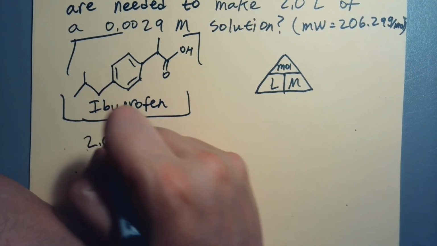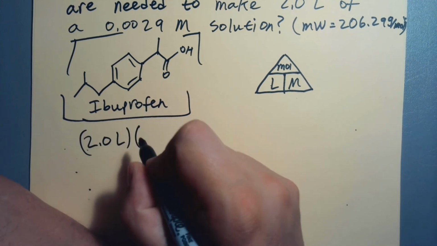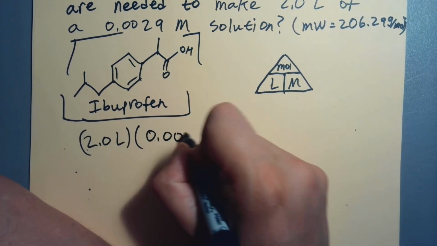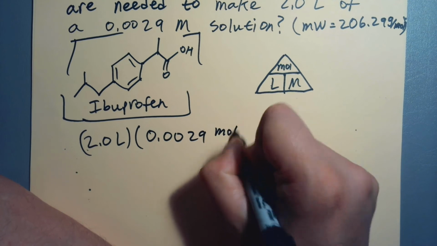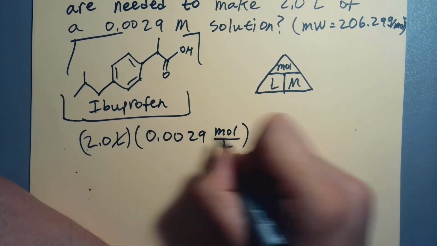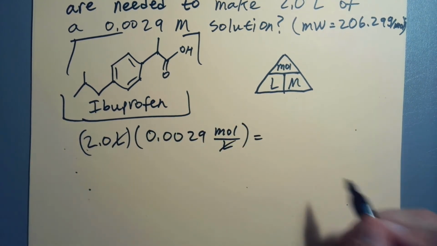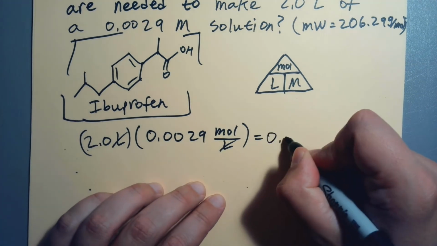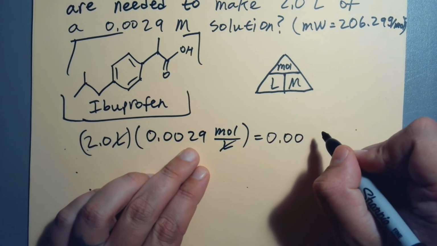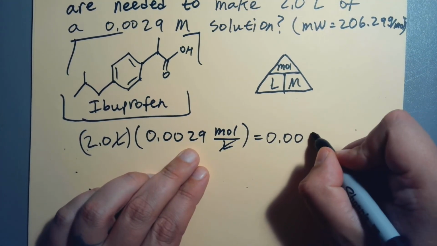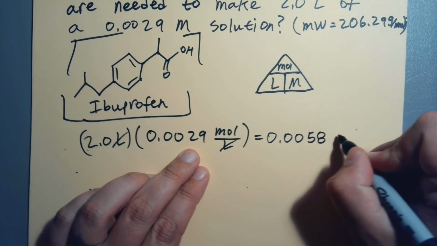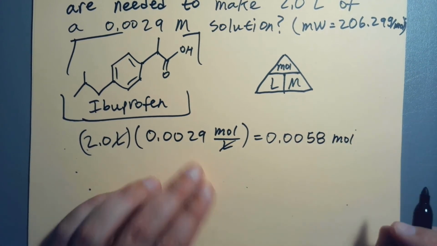So I know I have 2.0 liters, and I have 0.0029 moles per liter. I'm going to break this out a little bit so we can see the units cancel. And this comes out to be 0.00, what is that? That is 58 moles. Okay.